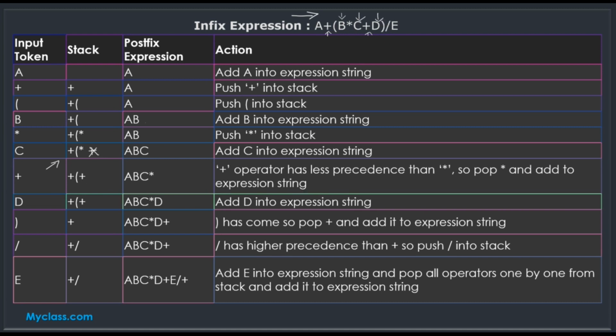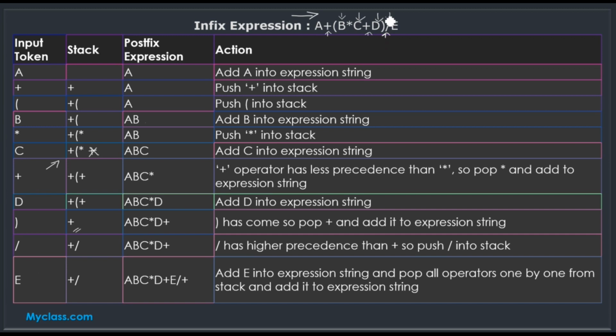Now the D came. It is an operand, so we are adding this into the postfix expression. Now a closing bracket came. When a closing bracket is encountered, we are popping all the operators until we reach an opening bracket. So we are popping this addition to the postfix expression and we are ignoring this bracket. So now the stack only contains the plus.